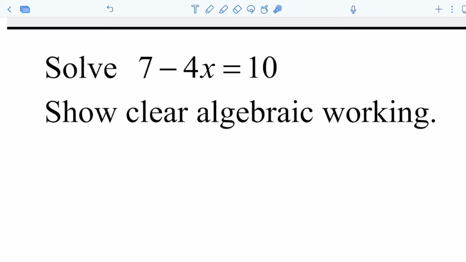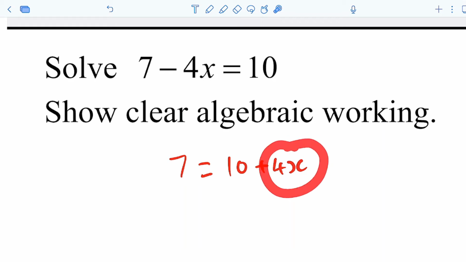So the first thing to do, as this time we have a negative x value, is we need to turn this into a positive x value. It's just much easier to work with, and for the final answer we won't have to convert from a negative to a positive. So to turn this negative 4x into positive 4x, we're going to plus 4x to both sides of the equation. Doing so, we are left with 7 is equal to 10 plus 4x, remembering to plus 4x to both sides.